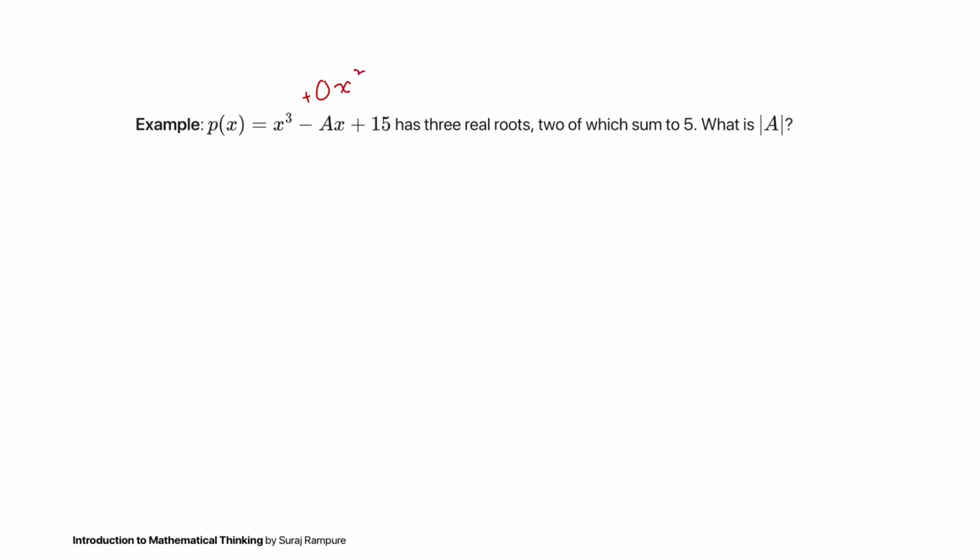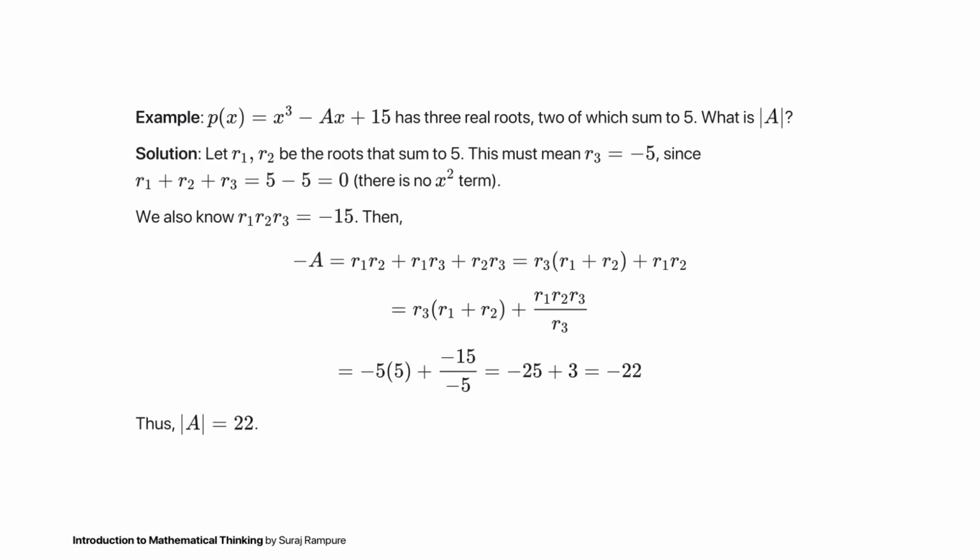Okay, so think about what that means. So we know the coefficient on x squared is 0, which tells you what? That the sum of the roots has to be 0. Okay, so we know that 2 of the roots sum to 5, so let's just say r1 plus r2 is 5. That tells you right away what the third root is, right? Negative 5, because the sum of them has to be 0.